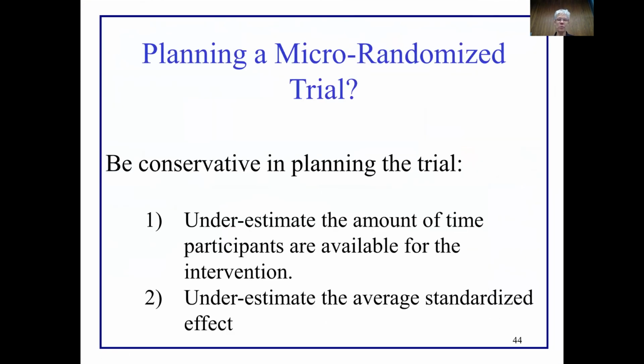So I just want to have some warnings here. If you go to plan a micro-randomized trial, you really want to be conservative, as always, when you size a study and determine the number of participants. Underestimate the amount of time people are going to be available, like we did. We thought 70% or 50%. In actuality, it was 80%. And as always, you underestimate the average standardized effect size. If you overestimate either one of these, then you're not going to recruit enough participants, and your power won't be what you want it to be.